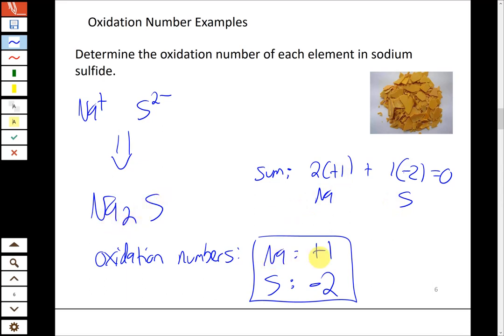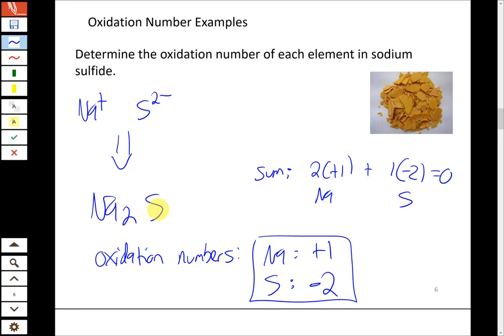So when we say that sodium has a +1 oxidation number, it's not that +1 is the combined oxidation number for both sodiums. Each individual sodium atom, or sodium ion in this case, would have a +1 oxidation number. So 2 sodium ions, each with a +1 oxidation number, 1 sulfide with a -2 oxidation number. So for things like that, it's pretty straightforward.